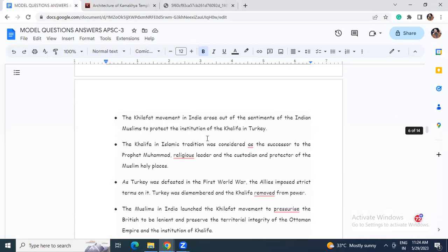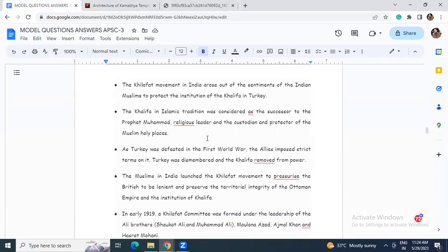Nature of Khilafat movement. The Khilafat movement in India arose out of the sentiments of Indian Muslims to protect the institutions of the Khalifa in Turkey. The Khalifa in Islamic tradition was considered as the successor to Prophet Muhammad, the religious leader and the custodian and the protector of the Muslim holy places.